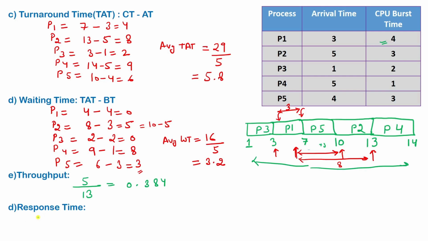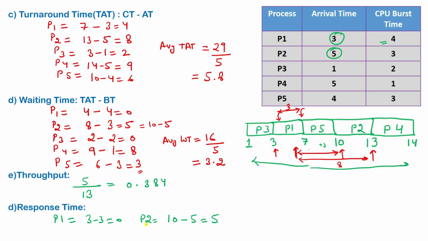Okay. So response time is the time which has been taken by a process to get the CPU for the first time from the time it arrived inside the ready queue. Okay. So for P1, what is the response time? So it came inside the ready queue at 3 and it got the CPU at 3 only. So it will be like 3 minus 3, it will be 0. Okay. Now for P2, what is the response time? So P2 came inside the ready queue at 5. It got the CPU at 10. Okay. So for how much time it waited inside the ready queue to get the CPU for the first time? So it is like 10, that is this, minus 5. It will be 5. Okay.